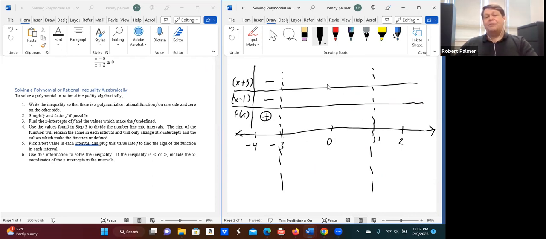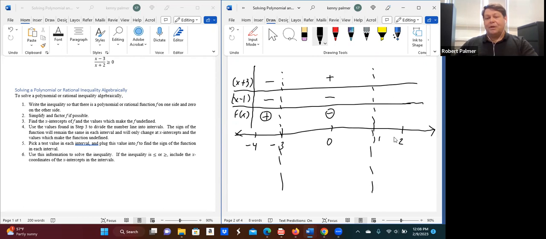Okay. Do the same thing in the middle. So if I plug 0 in for x in the first one, this whole thing would be +3. That would be positive. If I plug 0 in here, the second one, that gives me a -1, which would be negative. Okay. And of course, positive times negative is negative. So over here in this interval, it's positive. Over here, it's negative.